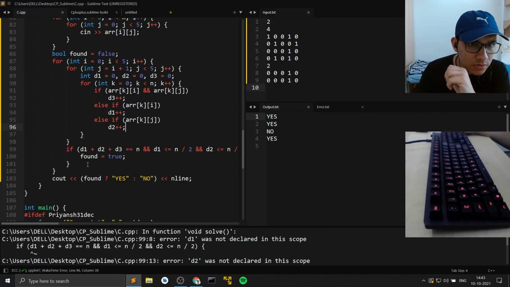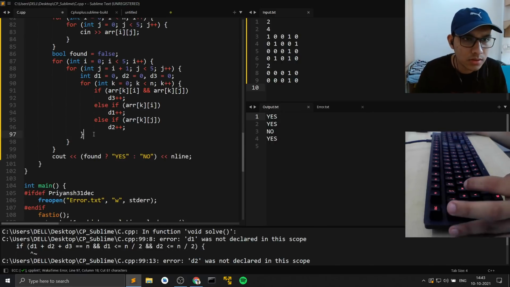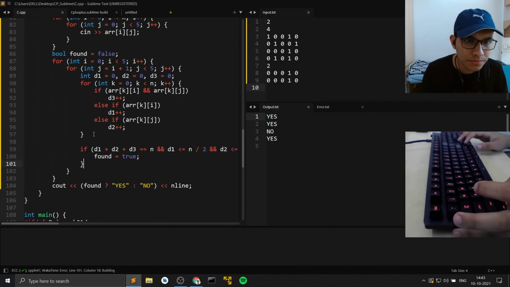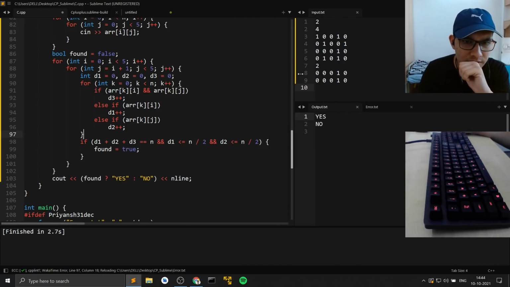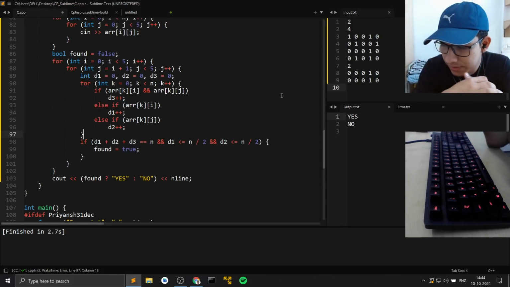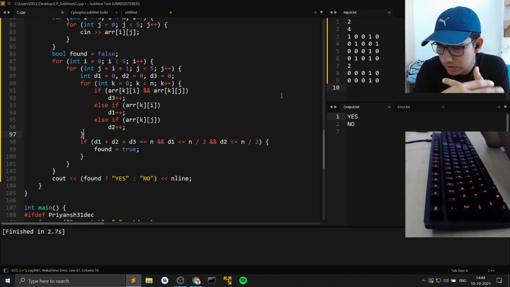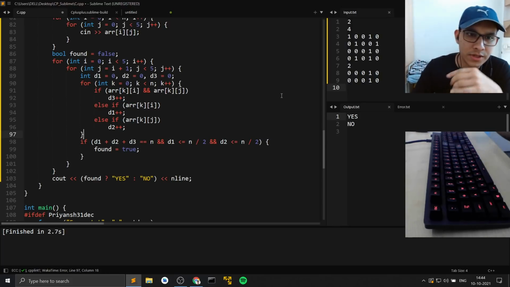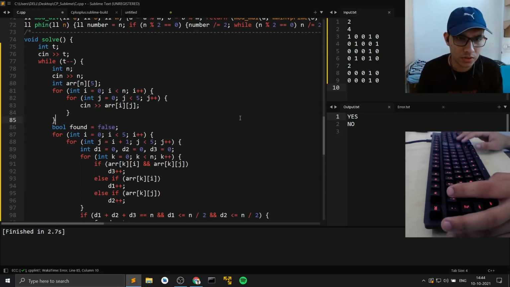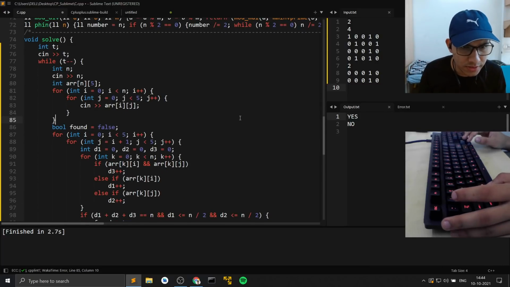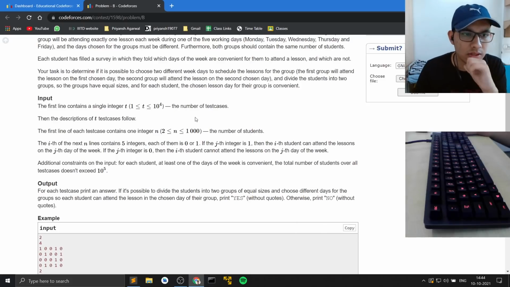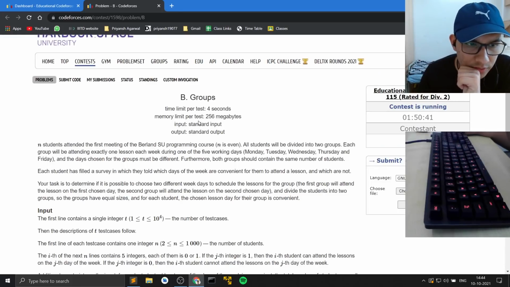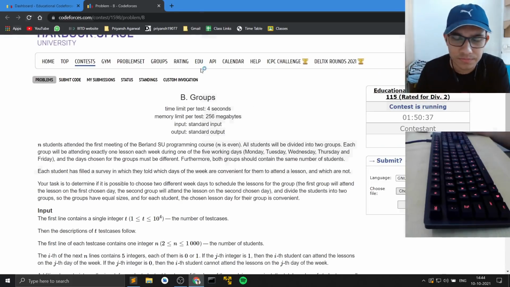D3 was not declared in the scope. Oh, okay, this has to be here. So let me just see. First of all, D1 cannot be greater than n by 2, definitely. Then D2 cannot be greater than n by 2 again, right? Now we're trying out every single possibility, and I think this should be fine. Also, do they tell us that all the students have to be in one of the groups? All students, okay. This is fine.